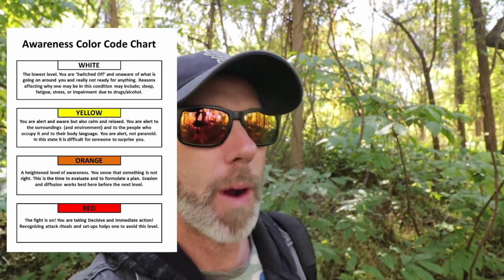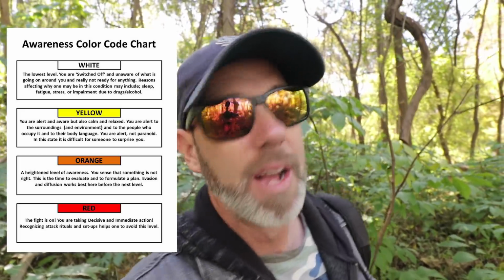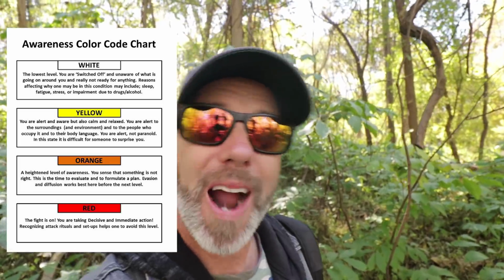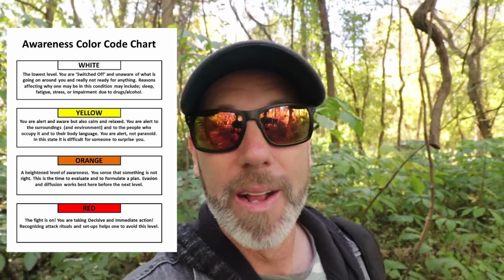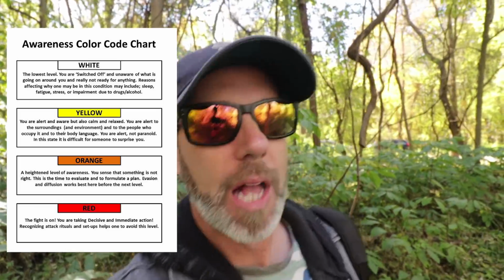And what the color code of awareness does is associate a color with your state of awareness. Now it starts with white being the lowest, being completely unaware, or as Jeff Cooper's color code of awareness says, you're switched off. Then it goes to yellow, which means you're alert and you're aware, but you're relaxed. Then it goes to orange, which means you are heightened in your awareness, means something's off. Something seems fishy. You can smell something brewing in the air, and it doesn't smell good, right? And then the top is the color of red.